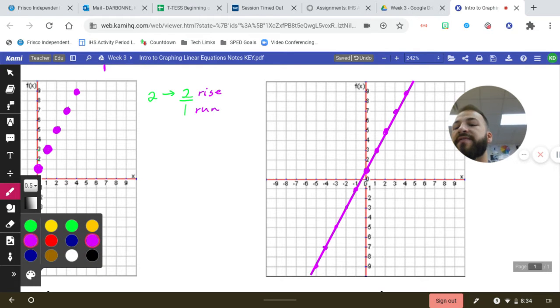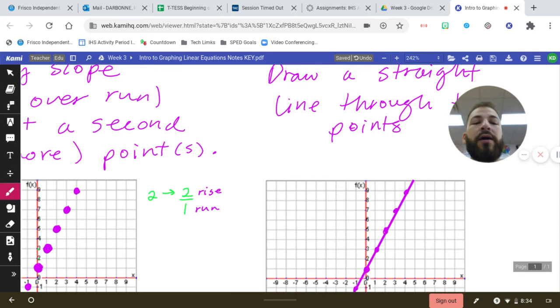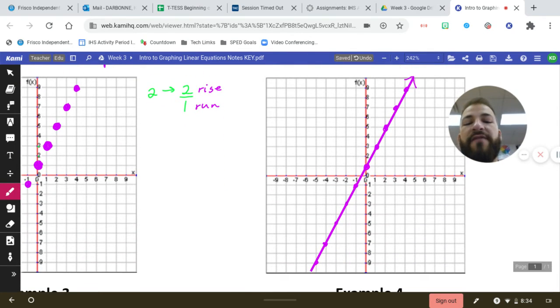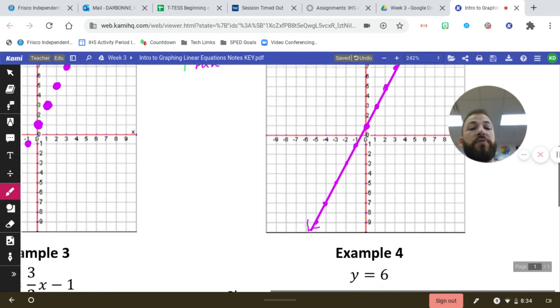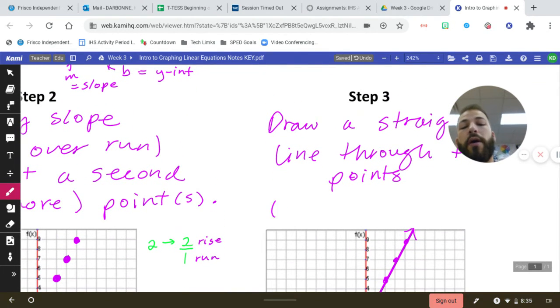And the last thing we want to make sure that we add on to our graphs is arrows. The arrows mean the graph is going to keep going in both directions. And that's important, so add arrows on the ends.